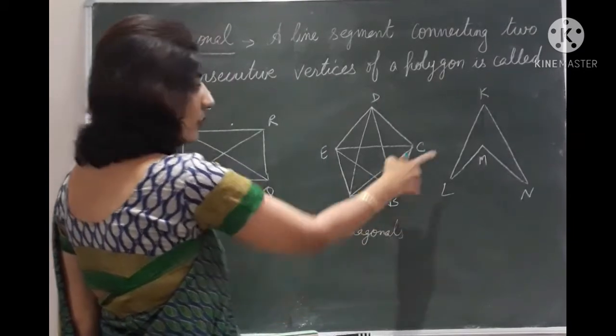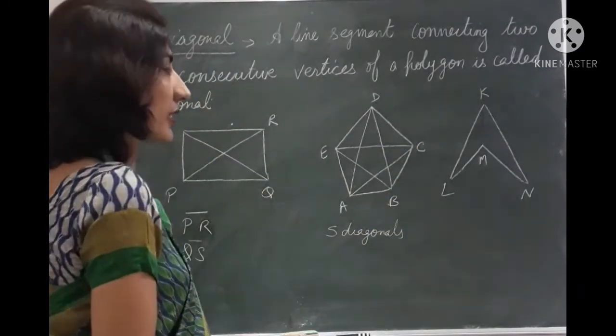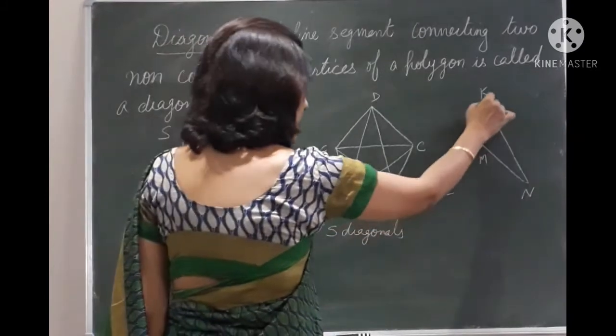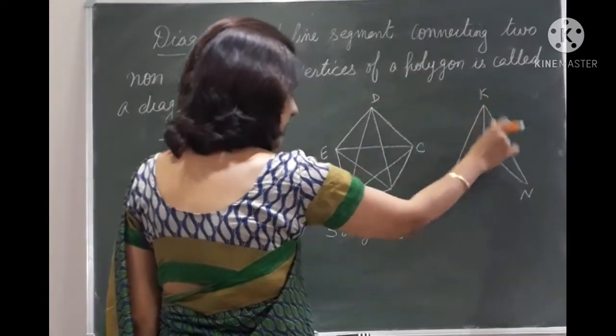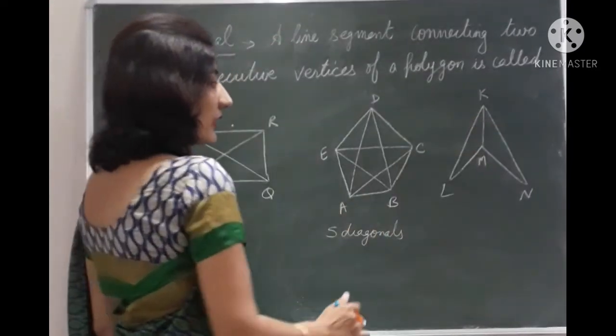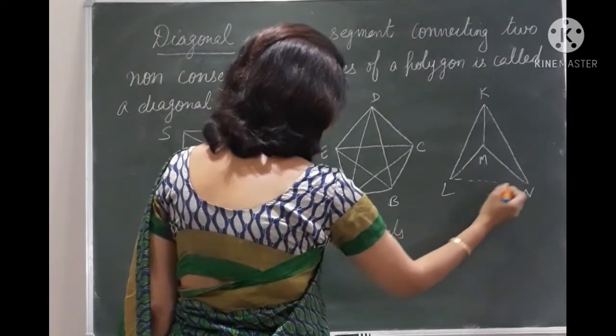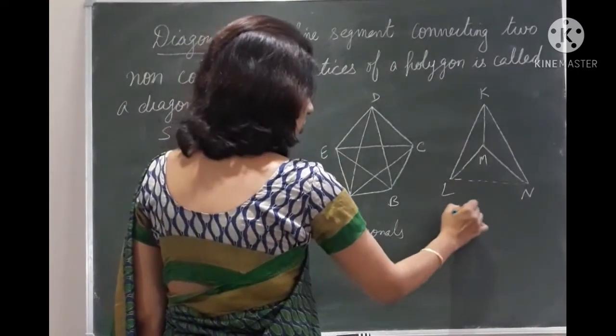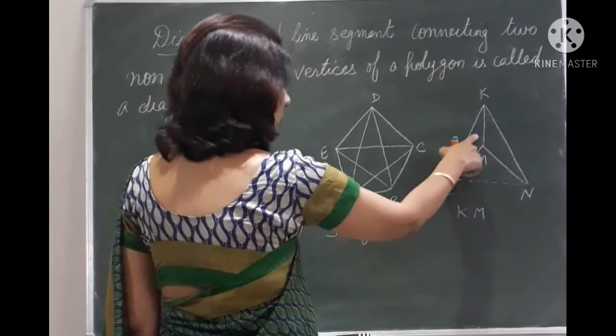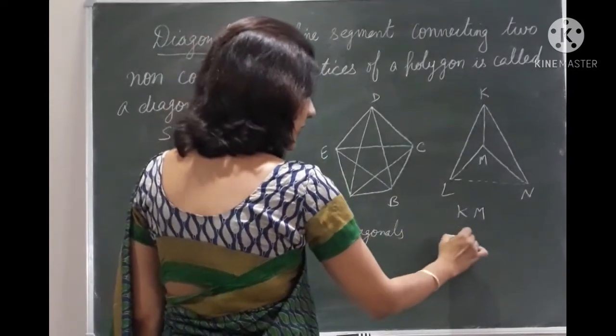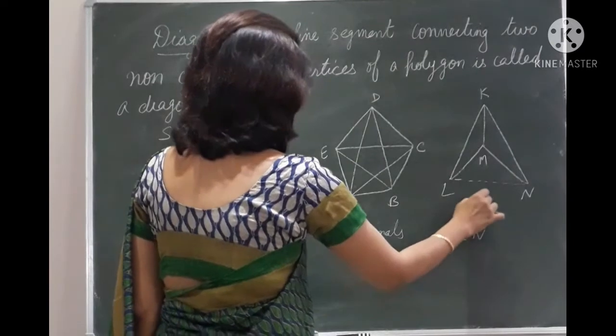Next I have drawn one more quadrilateral. You can see in this quadrilateral one diagonal will be diagonal K to M, which is lying inside the figure, and another diagonal will be diagonal joining from L to N. So this quadrilateral also has two diagonals. One is KM, which is lying inside, and one is LN, which is lying outside.